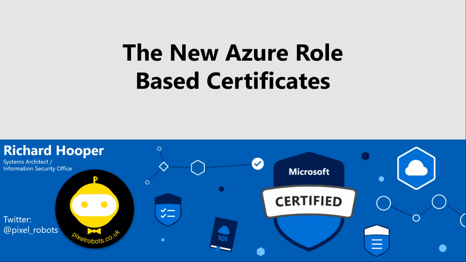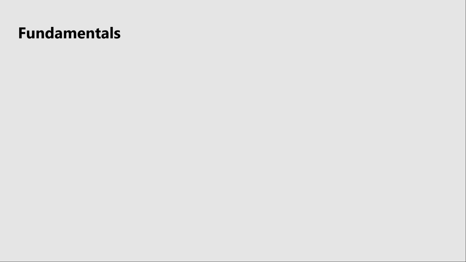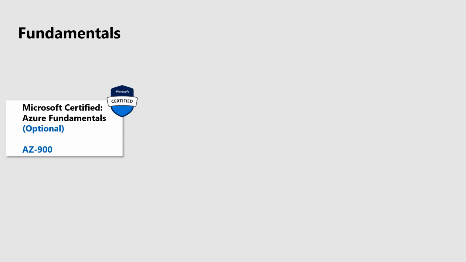Today I'm going to talk about the new Azure Based Role certificates. There's 3 levels for this. We have the fundamentals. The fundamentals is just one exam, the AZ-900. Passing this, you will gain the Microsoft Certified Azure Fundamentals. This is optional. You don't have to do it, but it's there. It's an option. Next, we have the associate level.